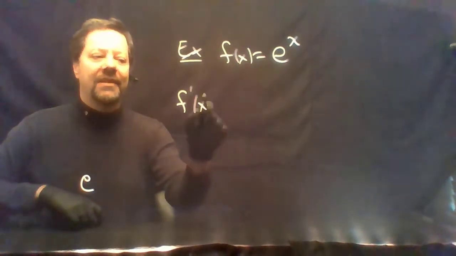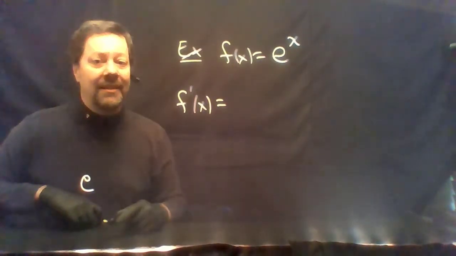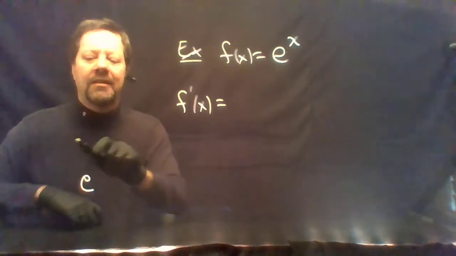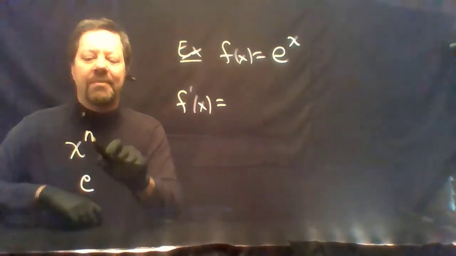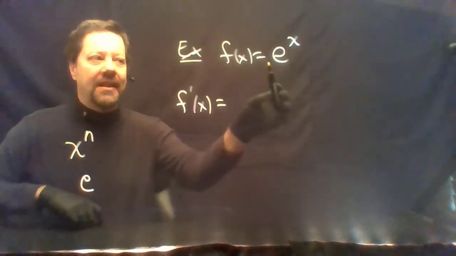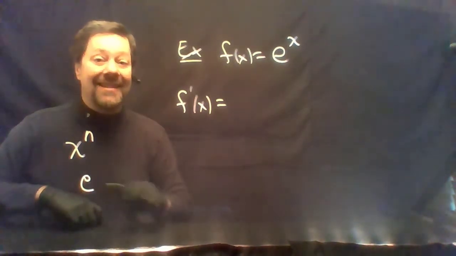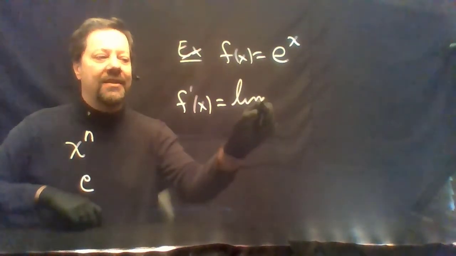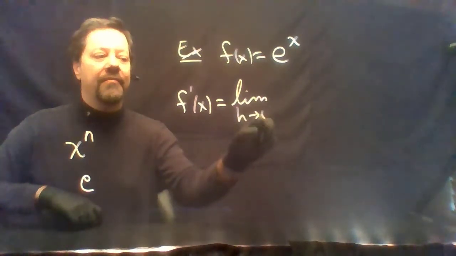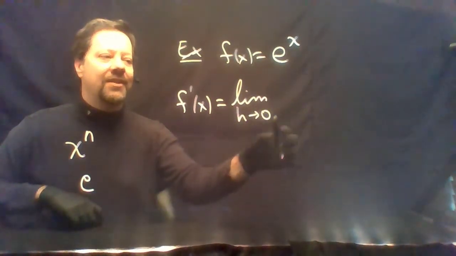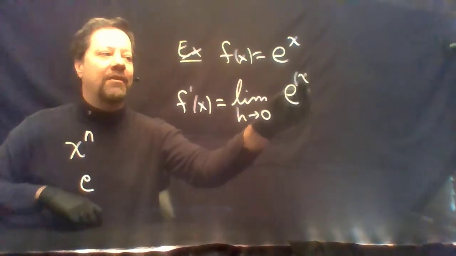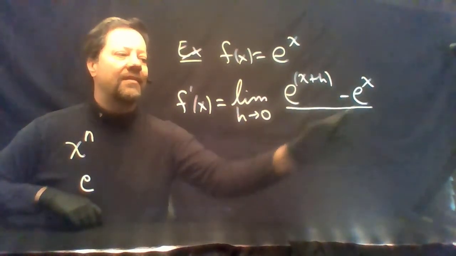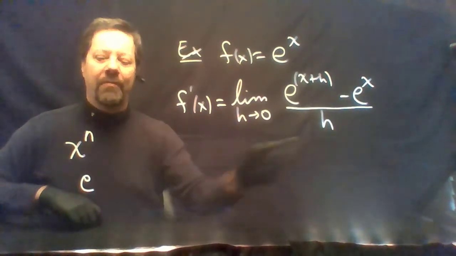The only thing that we have to go on right now is not the power rule. This is not a power function. Power functions are of the form x to the power of a constant. This is a constant to the power of an x. That's a different animal altogether. The only thing we have to go on is the definition of the derivative. So we'll take the limit as h goes to 0, e to the power x plus h, minus e to the power of x, all over h.